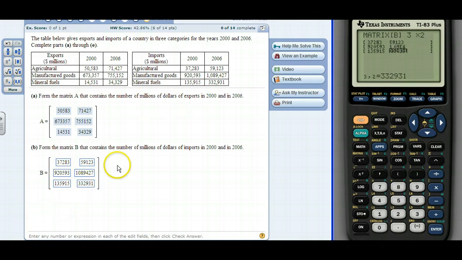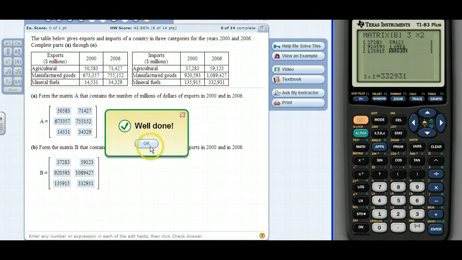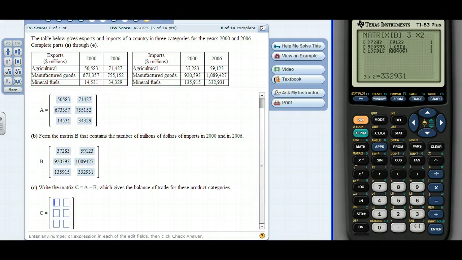Alright, then part B wants us to do the imports. So again, just these two columns. So I've got those two columns in there, assuming I can put them in right. Now, write the matrix C. C is A minus B.